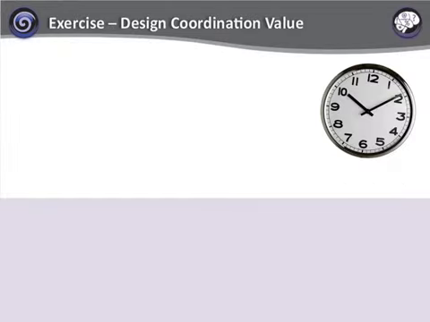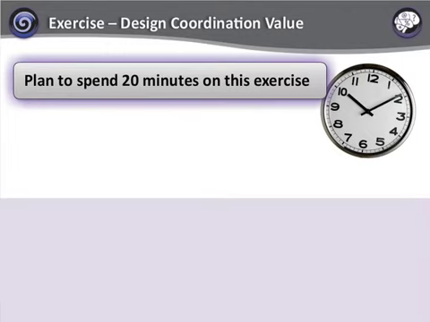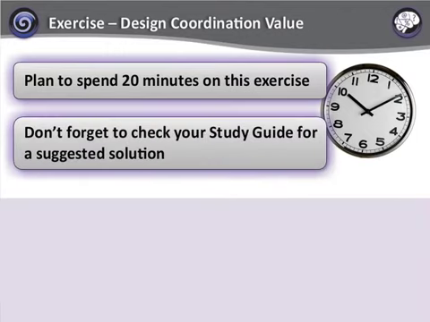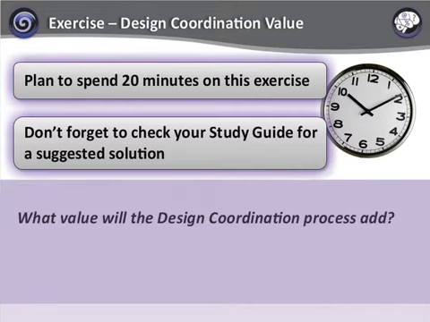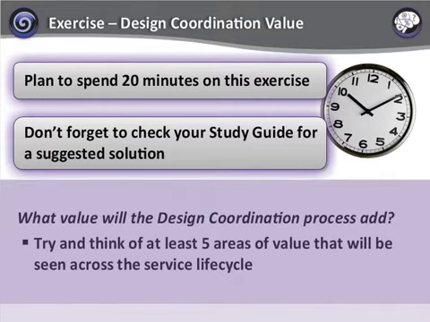Time for a quick exercise. Plan to spend 20 minutes on this exercise, and don't forget to check your study guide for a suggested solution. We've discussed the purpose and objectives of design coordination. We've also considered that the process does not actually produce anything, it only coordinates other processes and activities. What value will the process add? Try and think of at least 5 areas of value that will be seen across the service lifecycle.